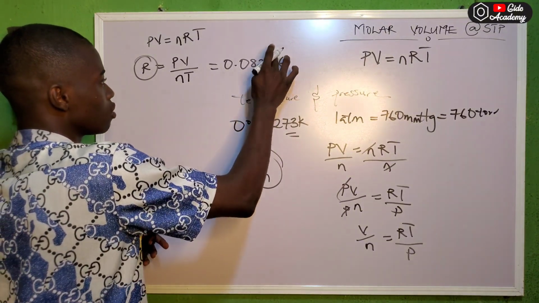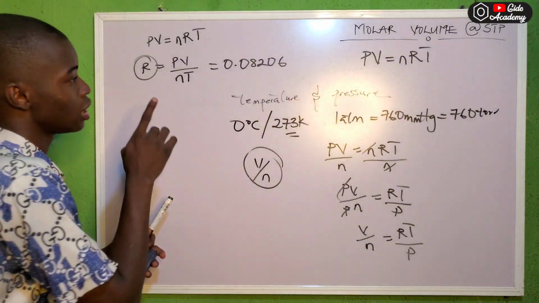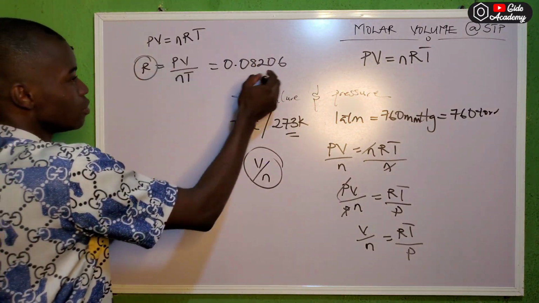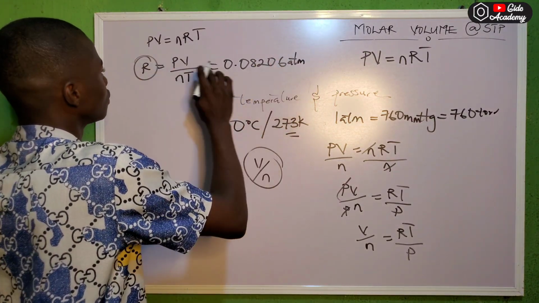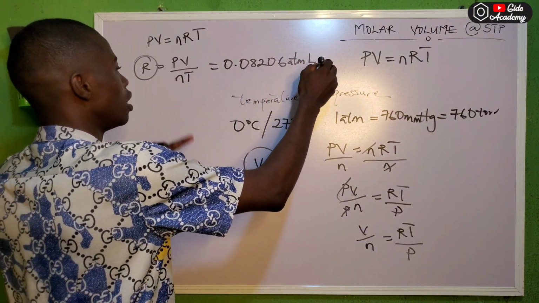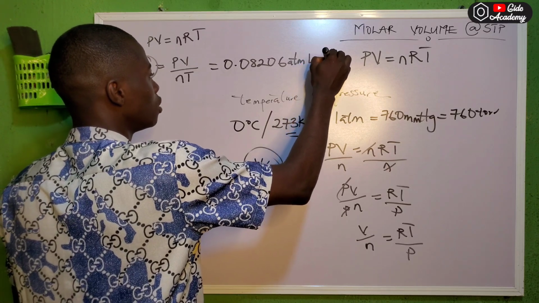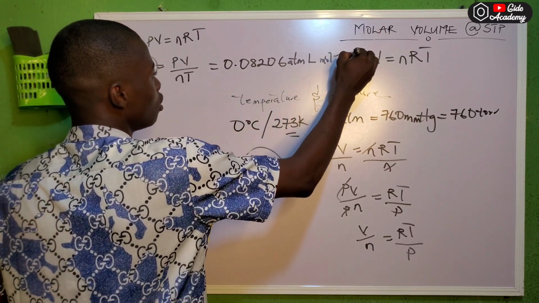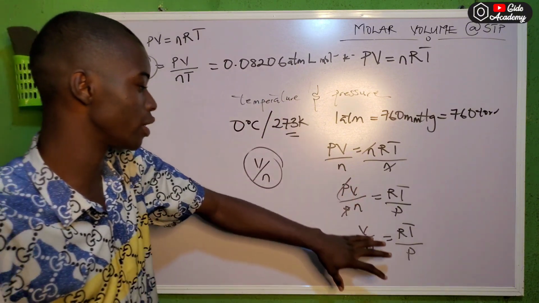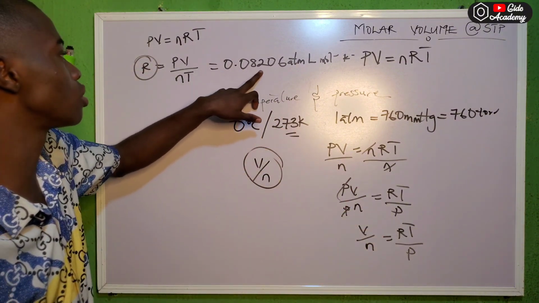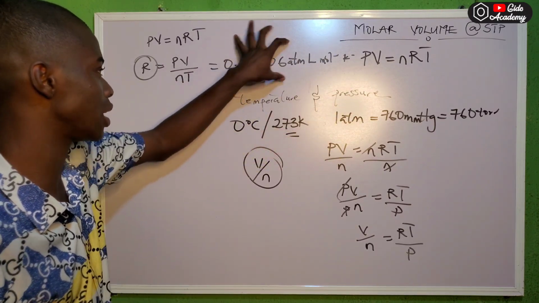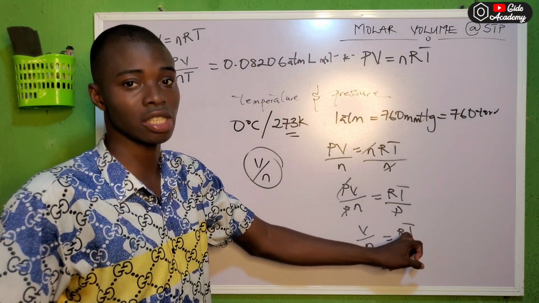whereby this value of R is equal to 0.08206. Sometimes they will tell you 0.0821, but let's work with this value. Pressure is measured in atm, volume is measured in liters, number of moles is measured in moles, and temperature is measured in Kelvin. So the value for the universal gas constant is 0.08206 atm liter per mole per Kelvin. So if you see something like that, just know that you are talking about the universal gas constant.